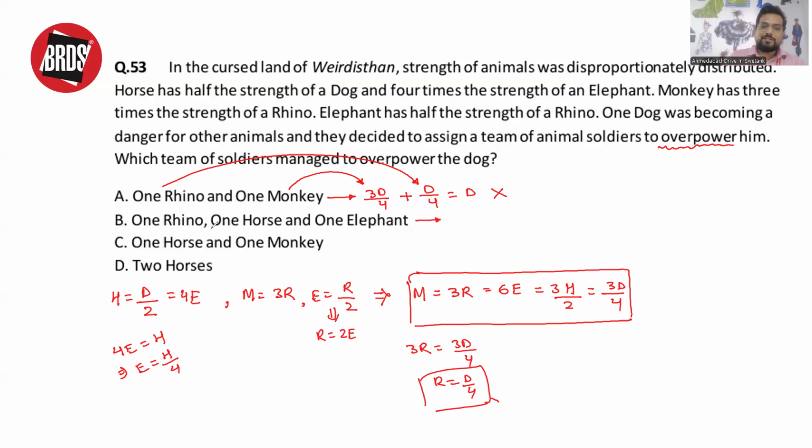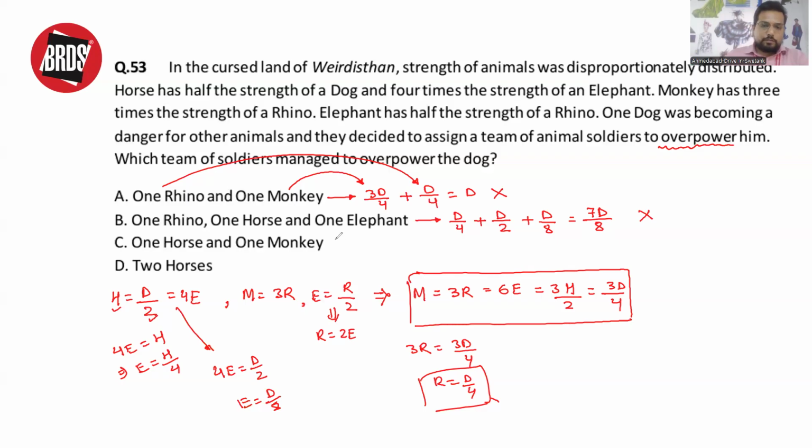If we go for this one, rhino, we have already calculated one rhino is D by 4. One horse, we do know, is D by 2. And one elephant, let's discuss it from this particular part only. 4 elephants are equal to D by 2, so one elephant would be equal to D by 8. So that would become D by 8. And when we add this whole together, that is going to be, if I'm not wrong, 7D by 8, which is obviously less than the power of the dog. So it is also not a correct answer for me.